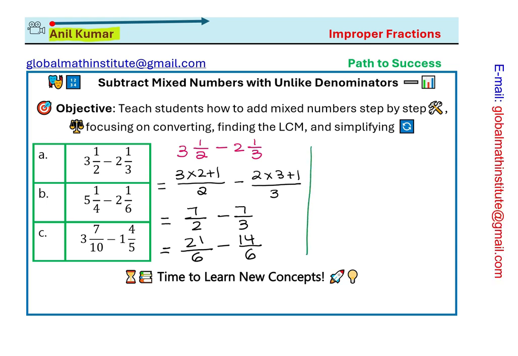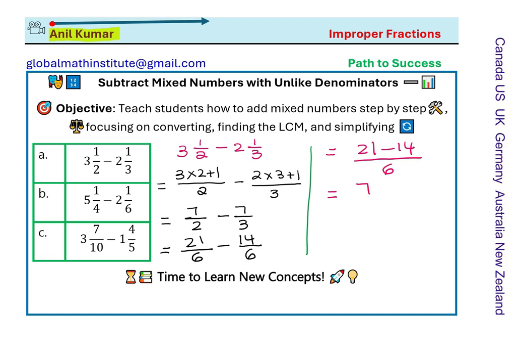21 minus 14 over 6, right? So I'm going to rewrite this as equal to, in the numerator, we have 21, from which we have to take away 14, and the common denominator is 6 for us. Is that clear to you? Now 21 minus 14 is 7, and 7 over 6.